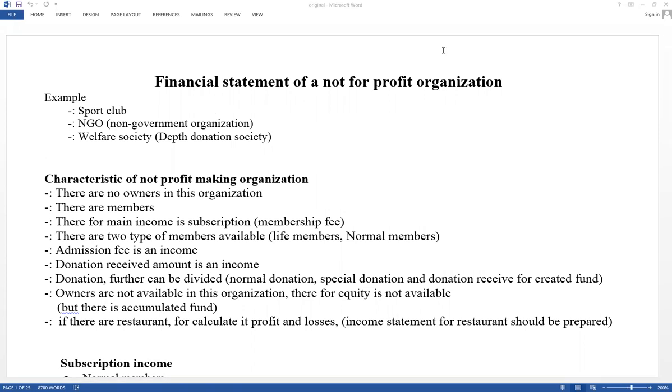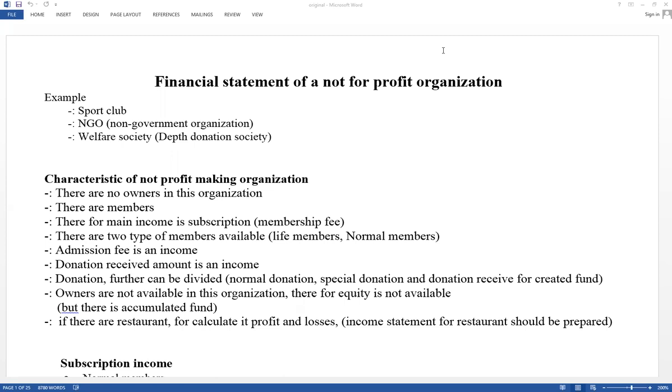Therefore, you have to know how to provide information if it is given a not for profit making organization, non-profit organization. Main purpose is not to generate profit. Therefore, you have to know how to prepare financial statements for a not for profit making organization.